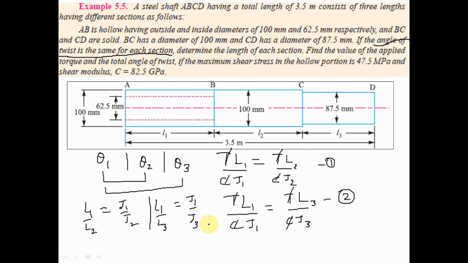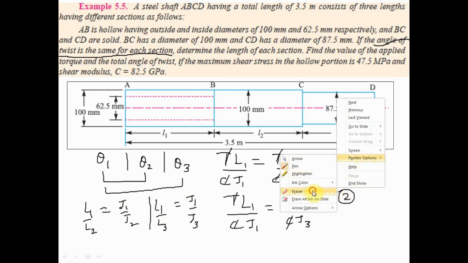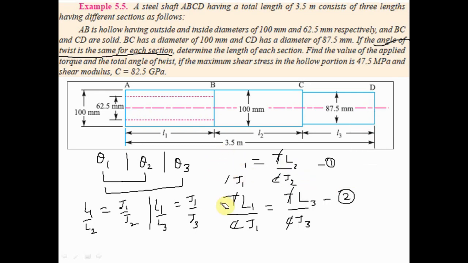Previously we have found the values of J1, J2 and J3. Now using those we can get the ratios L1 by L2 and L1 by L3. Now how will we get it? Let's substitute. Let me erase some of the portions in order to write. Just give me 2 seconds.